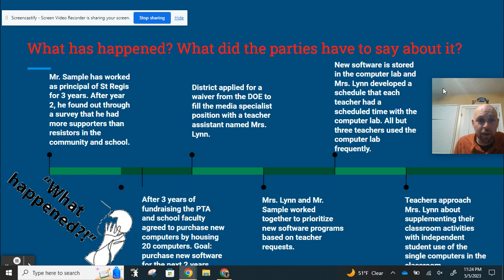The district applied for waivers from the DOE, from the Department of Education, to fill the media specialist position with a teacher assistant named Mrs. Lynn. The school found that they couldn't hire somebody for this role, that just wasn't anybody available in their area. And so Mrs. Lynn and Mr. Sample worked together to prioritize new software programs based on their teachers' requests. And so new software is stored in the computer lab. Mrs. Lynn develops a schedule so that each teacher had a scheduled time with the lab, and all but 3 teachers used this lab frequently. It was something that the school used and they were excited about.